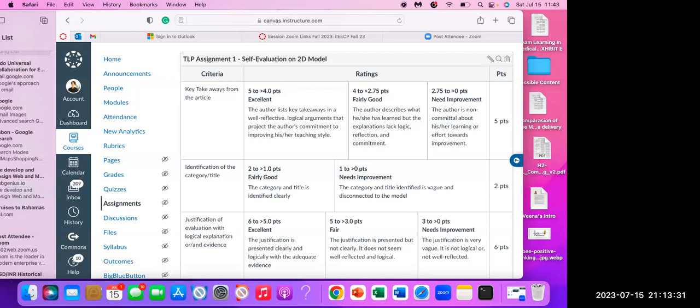You can see I've taken a lot of time to develop this rubric. This rubric is what is called an analytical rubric. Analytical rubric has fixed criteria. So here the criteria is, have you covered the key takeaways? What is the identification of your category? Here, category, then the title is identified clearly. We don't need any story. You can just say my category at this time is style 7, and it's an exemplar facilitator.